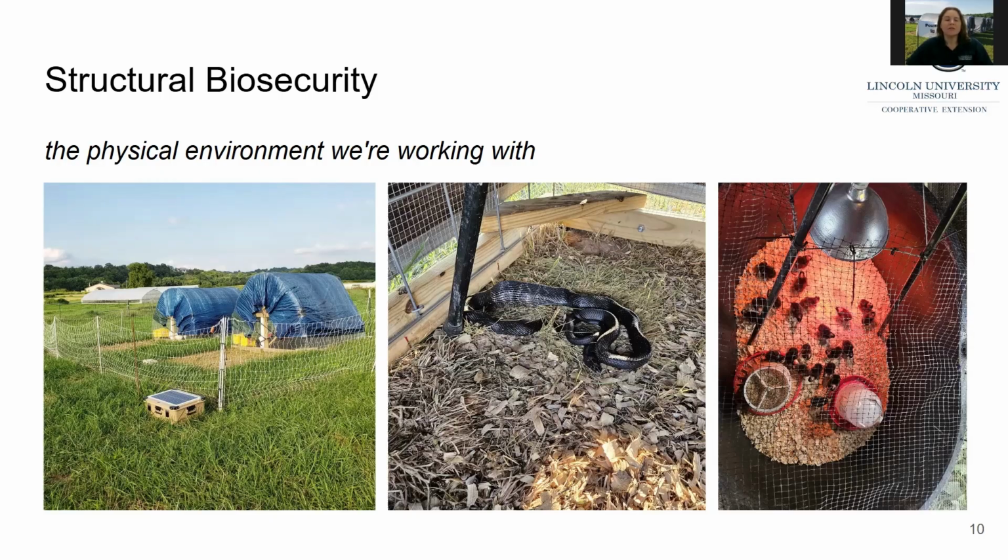And finally, structural biosecurity can include facilities that support isolation. Here, the chicks are being kept separate from the adult birds. Having a space that allows us to separate groups can give us an opportunity to manage risk before those birds are introduced into the larger flock. The important thing is that the physical environment can either make good biosecurity easier or make it harder.